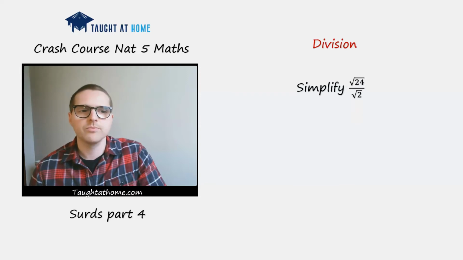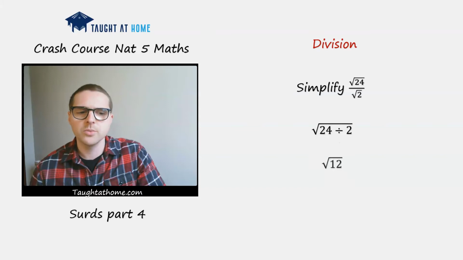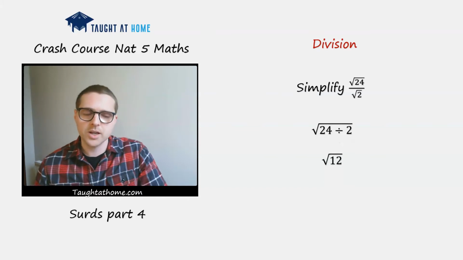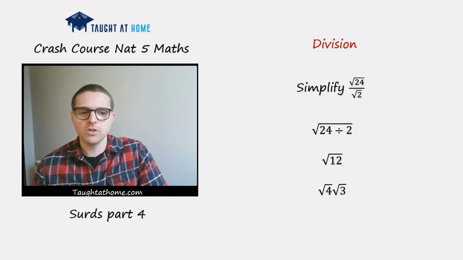Okay, let's have a go at this one. Root 24 over root 2 is root 24 divided by 2, which is root 12. Split this up into root 4 root 3. Root 4 is a perfect square, which is 2 root 3. And that is the simplified version.